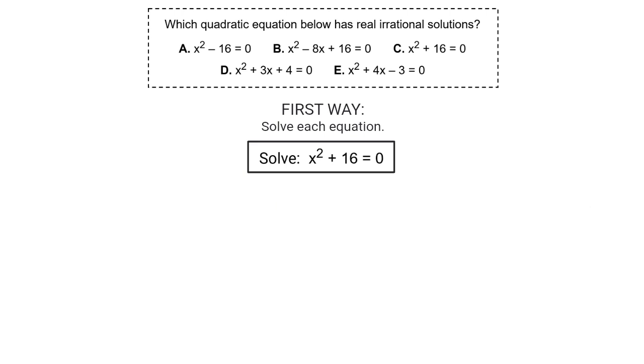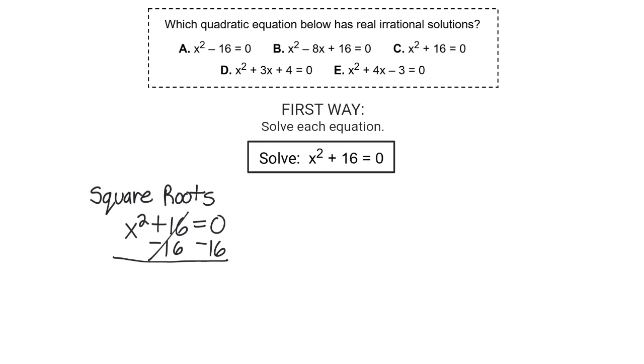So this equation can also be solved two different ways. The most common way to solve it is using square roots. x squared plus 16 is equal to 0. I can subtract 16 on both sides. This is going to give me x squared equals -16. And I can cancel out that power of 2 by taking the square root of both sides.